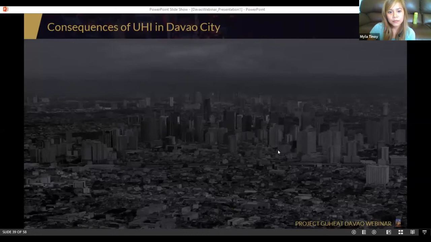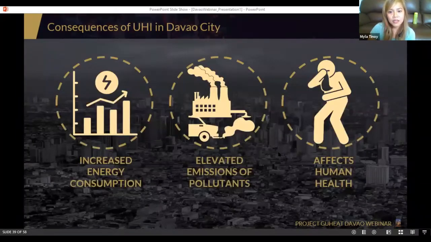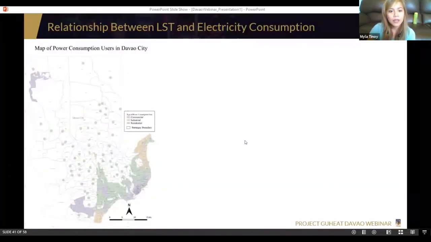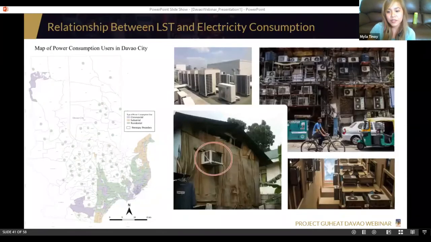And in turn, exposure to extreme urban heat has direct and indirect impacts on the quality of life and environment. So the effects of UHI are as diverse as its causes, but for today's webinar, I will focus only on these three. So what would be the relationship of surface temperature and electricity consumption in Davao City? So here's a map of power consumption users in Davao City. Elevated temperatures, especially during dry season, increase energy demand for cooling.